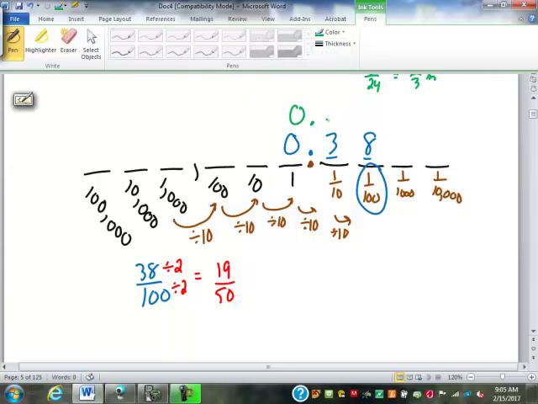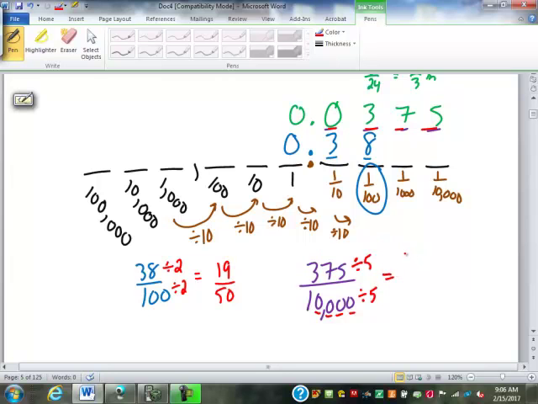So if I have 0.0375, what's that going to be? 375 over 10 thousandths. Tenths, hundredths, thousandths, 10 thousandths. A little trick, by the way, to double check yourself. 1, 2, 3, 4 decimal places. 1, 2, 3, 4 zeros in my denominator. Now, of course, both of those numbers can be divided by 5 will work. 375 divided by 5 is 75. 10,000 divided by 5 is 2,000.